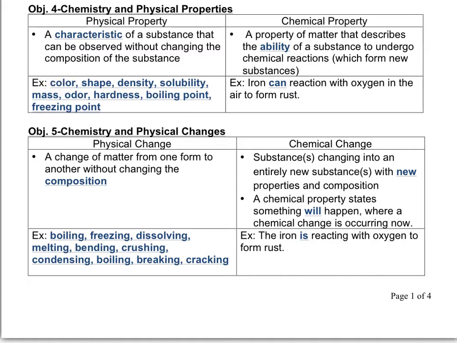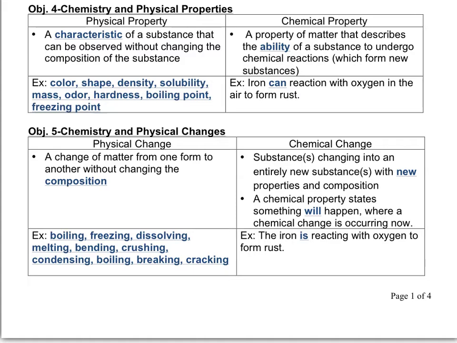So color, you can observe the color of something without changing what it is. The shape, the density, solubility, that's whether or not it dissolves, mass, odor, hardness, boiling point, and freezing point. So it may change the state it's in, and that's okay, but it's still the same thing. For example, water is still water even though it's frozen in ice form, or liquid form, or gas form.